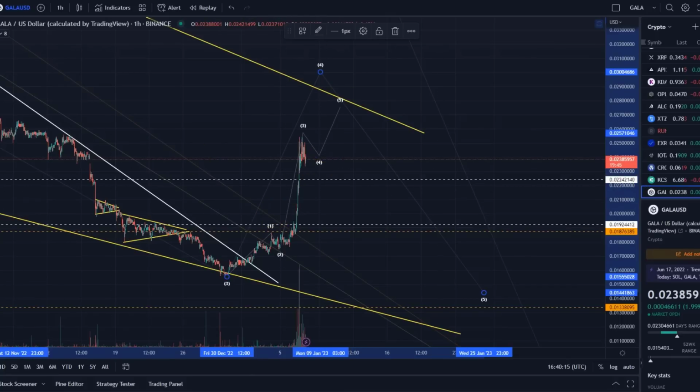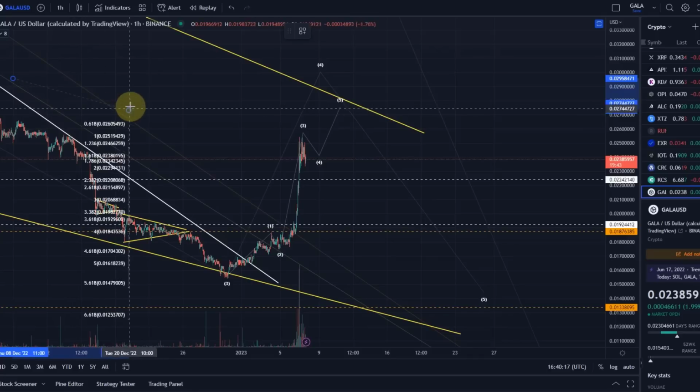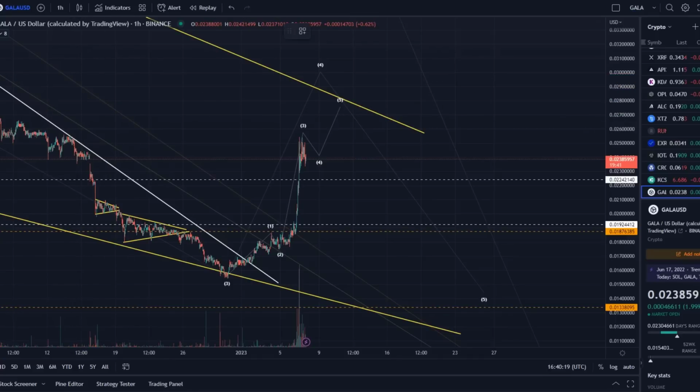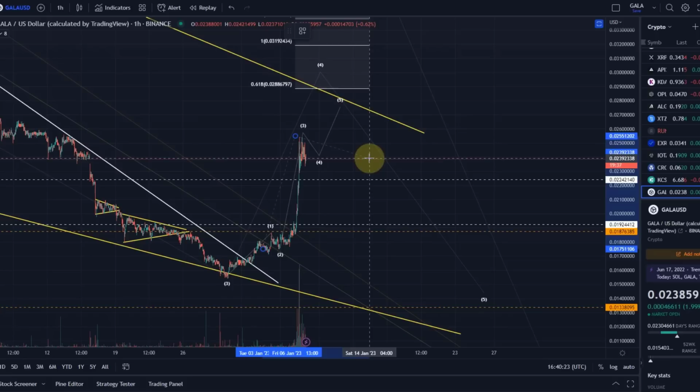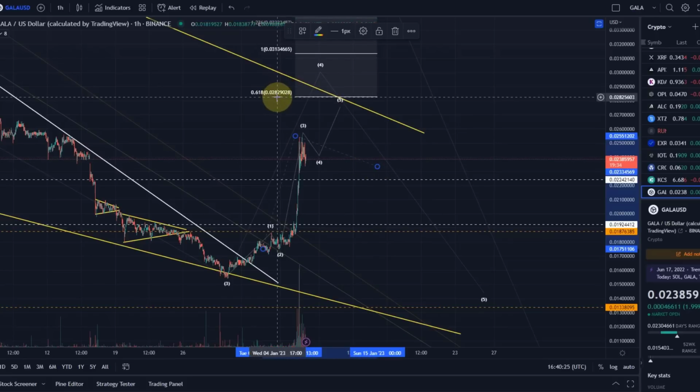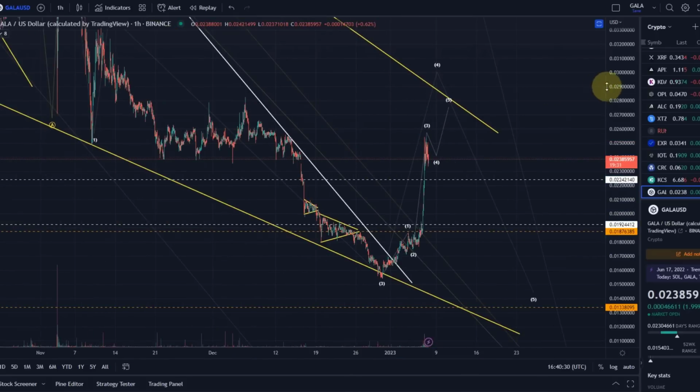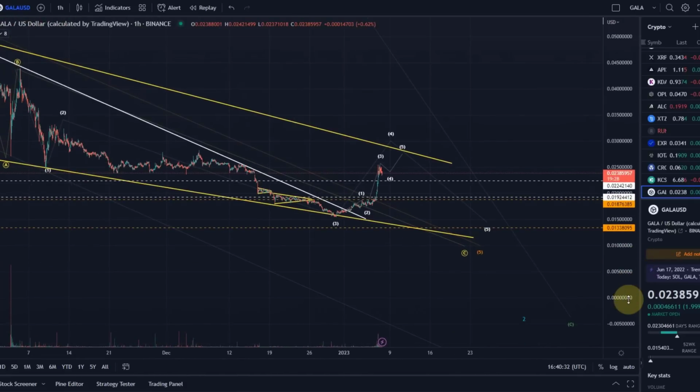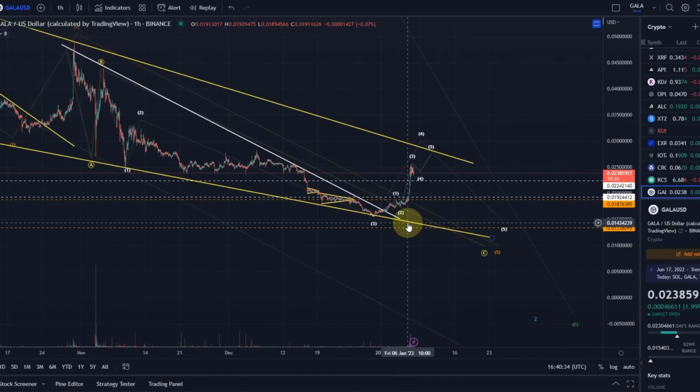Target for the 5th wave: I can make some assumptions here now, though it's not entirely clear because we have no evidence that wave 4 is over yet. So we could reach the 2.8 cent level, ideally exactly at the descending wedge. And a break above that would be a first sign that something more bullish is going on. And that's my update about Gala.